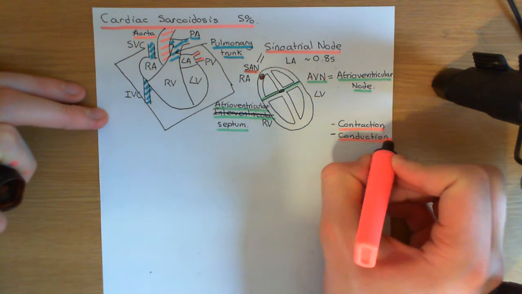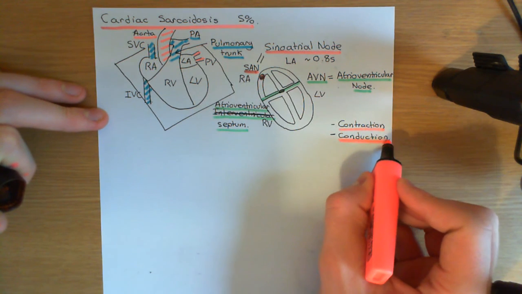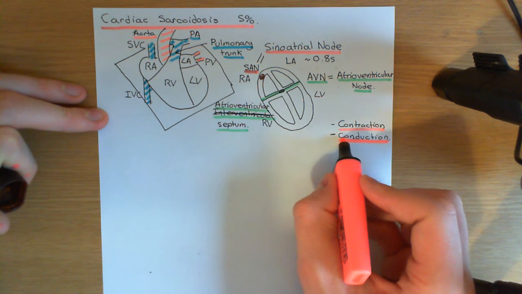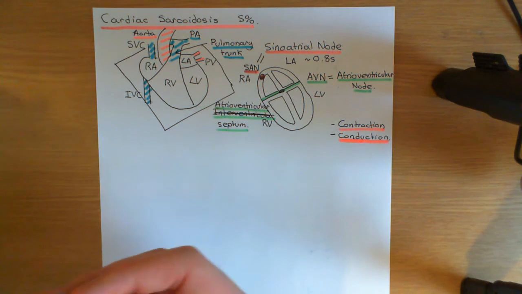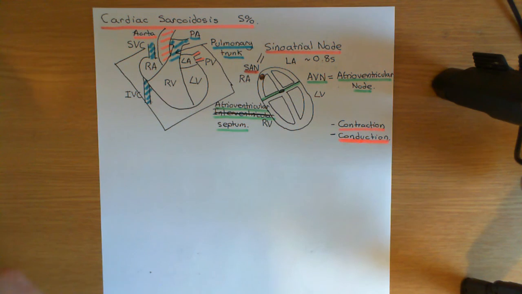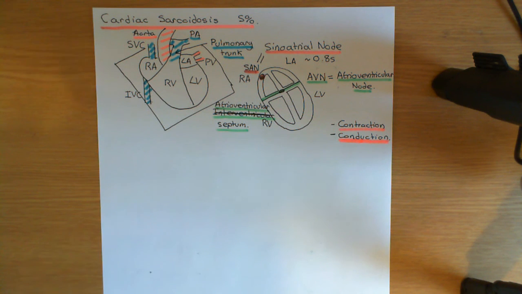Now, the cells of the sinoatrial node, these are specialized conduction cardiomyocytes. Their purpose in the heart is with regards to the electrical signal, generating the electrical signal and then passing it on to the other cardiomyocytes, which are the contraction cardiomyocytes, which when they receive it will contract.